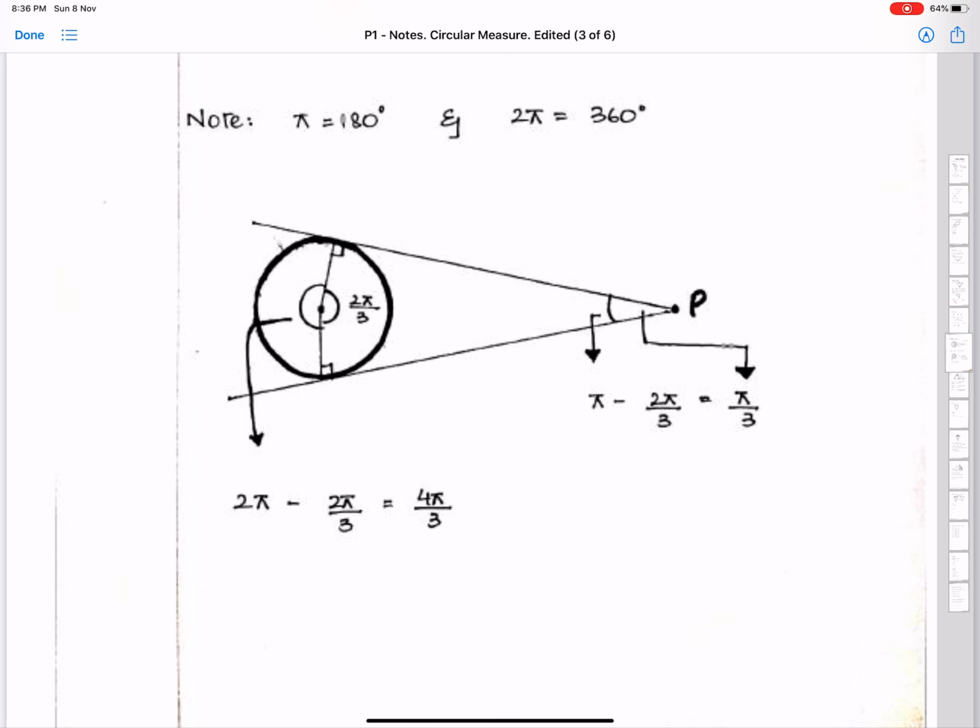So if we have this angle 2 pi by 3, we can easily get this angle, or vice versa. And with the help of this 2 pi by 3, we can easily get this angle. This is 4 pi by 3, because the total angle of any circle is always 2 pi.